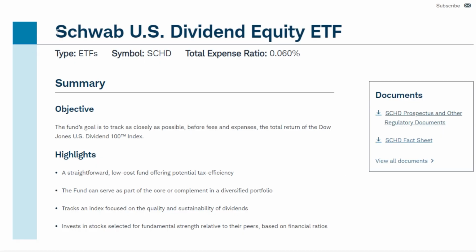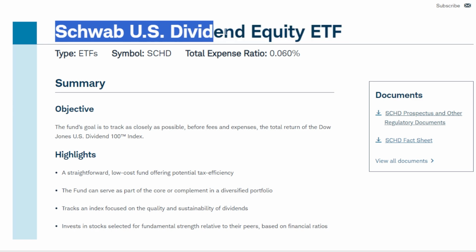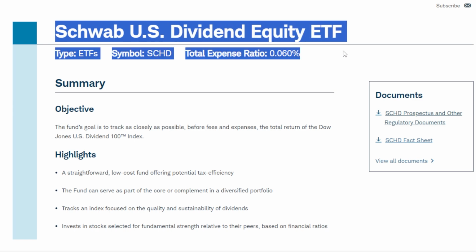So for that reason, I most likely plan on building out a position in the Schwab US Dividend Equity ETF for the rest of this year. Following this year, I most likely will start building out a position in something like VIG, DGRW, or maybe even VYM.